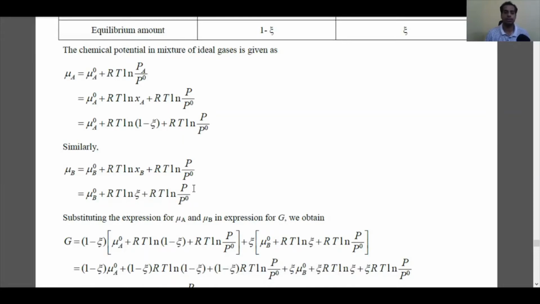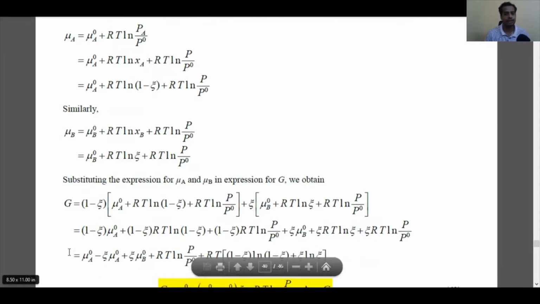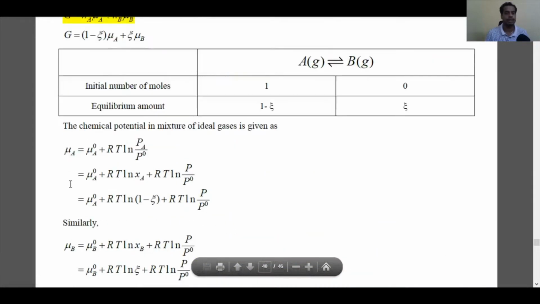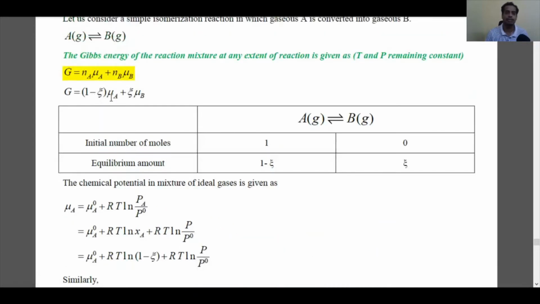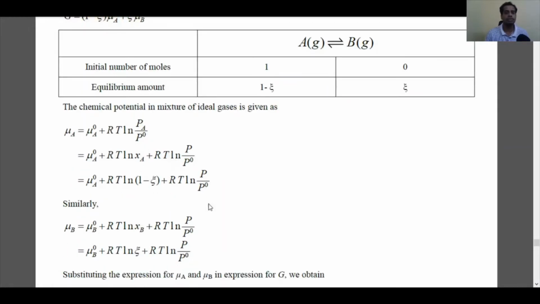Again, P is the total pressure. Now, if I substitute these two chemical potential expressions in the Gibbs energy expression, what will I get? What was the Gibbs energy expression? G = (1 minus xi) mu A + xi mu B. If I substitute mu A and mu B, what will I get?